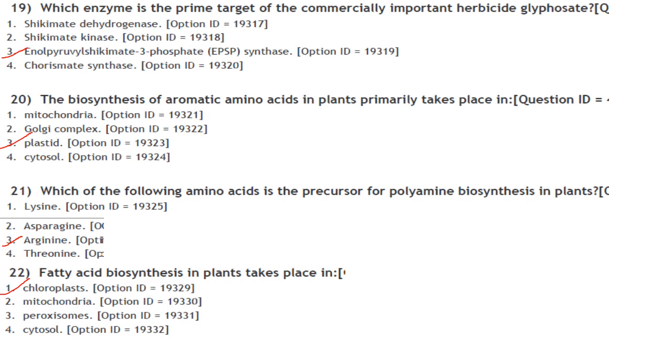Fatty acid biosynthesis in plants takes place in the chloroplast. Answer is option 1. In animals it occurs in the cytosol.